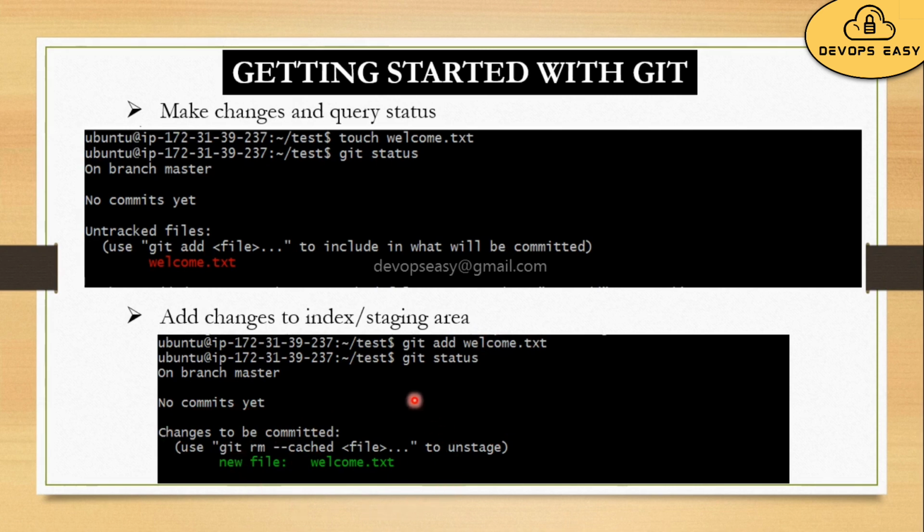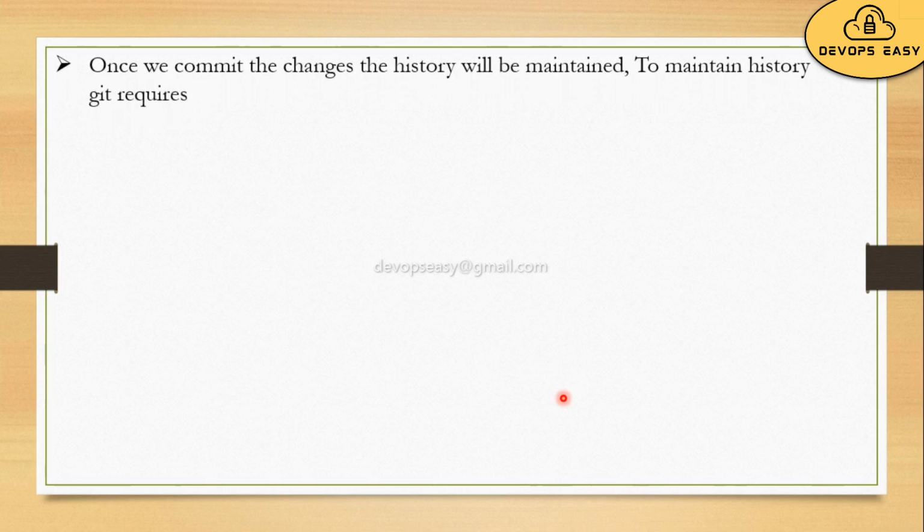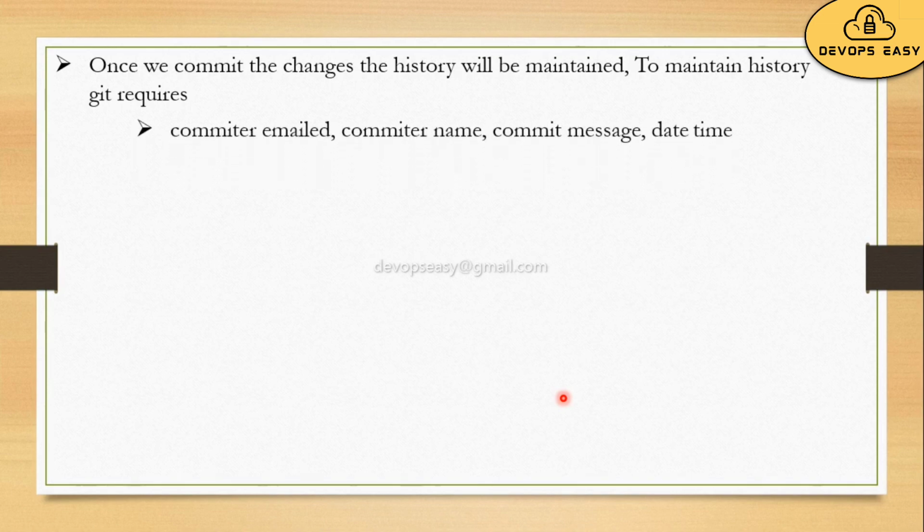So from the staging area, you need to add this to where? Local repo. In order to do that, you need to use commit, right? Once we commit the changes, the history will be maintained. To maintain history, Git requires the committer's email ID, the committer's name, and the message, right?